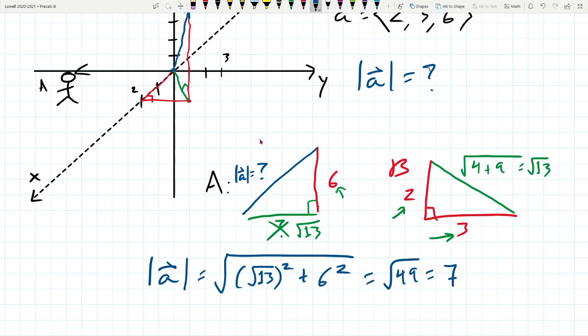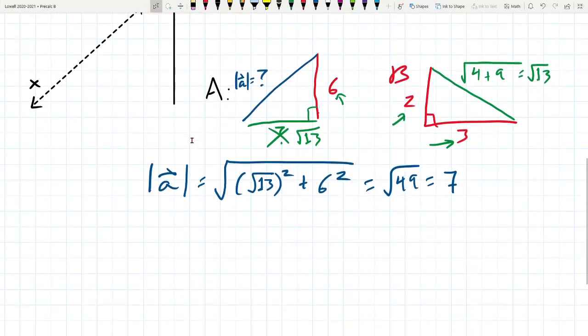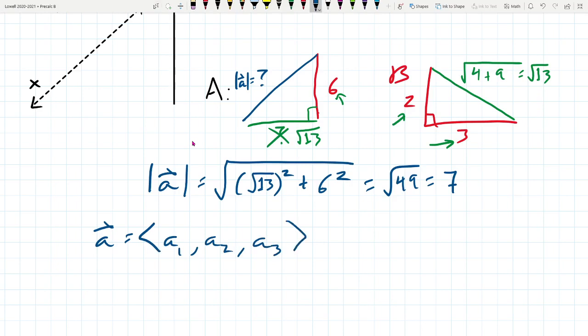So let's try to generalize this actually. And by the way, this is not just for vectors specifically. This is essentially the distance formula applied in 3 dimensions. But it really works out to just this. If some vector A has, again, some components a1, a2, a3, it would come out to this. Well, let's see. How did we get this right here?